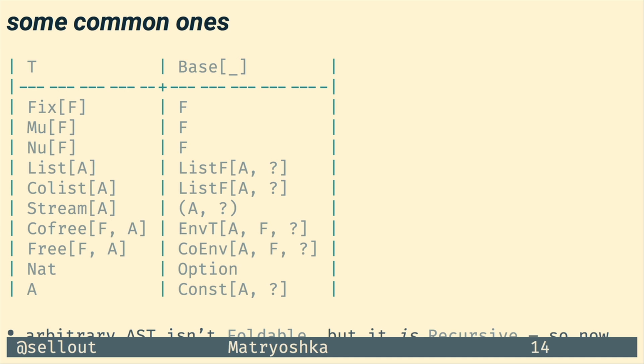And this is why I didn't call it stream. So stream here, its functor is just a tuple. Just think of where this question mark is. This uses kind projector, if people are familiar.